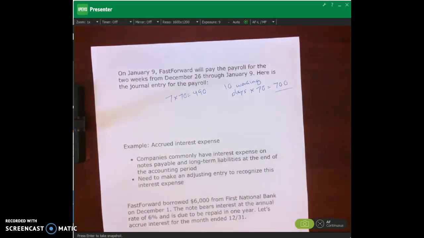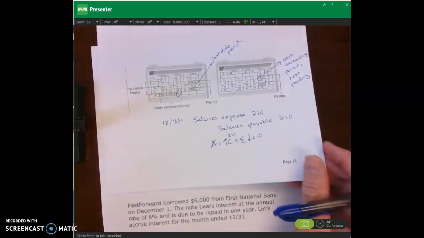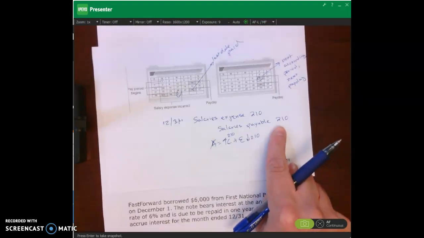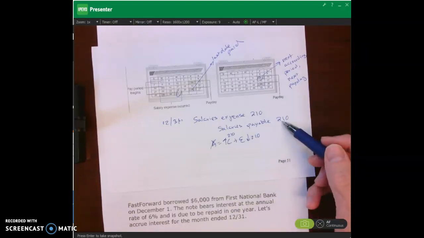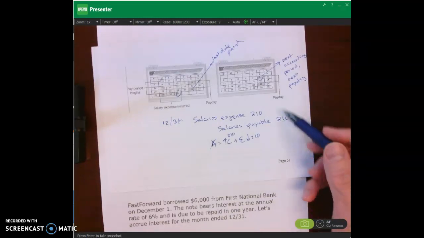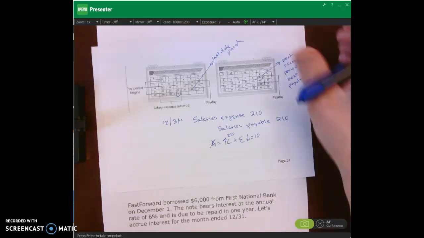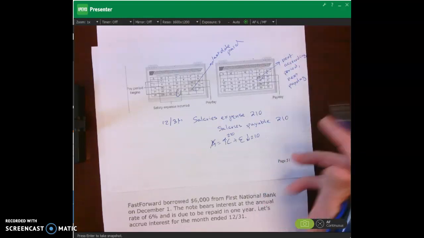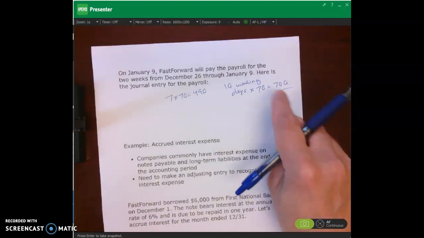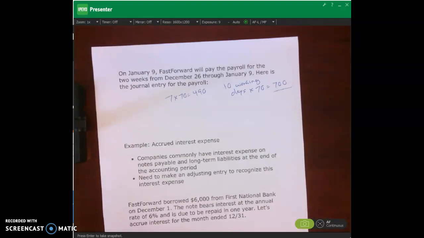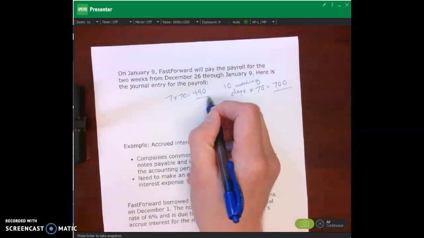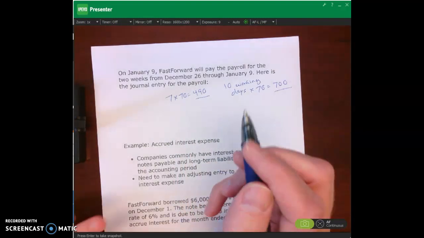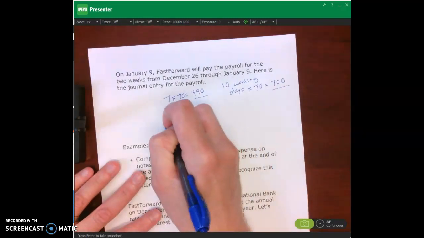And then, if you think about it, look at this, I have salaries payable right here. I'm going to pay that off. I'm going to pay them the money that we owe them on the 9th, right? So this salaries payable is going to go away on January 9th once I pay them. So the liability is going to go down. So in terms of debits and credits, I'm going to recognize $490 worth of salaries expense.